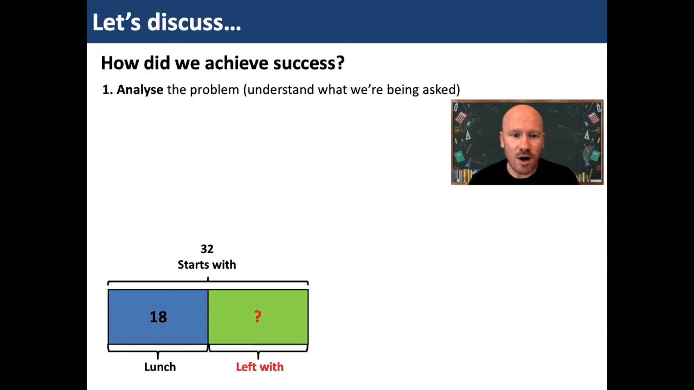I drew the bar so that you could see we knew the whole amount. We knew he had 32 galactic credits to start with. We knew one of the parts. We knew how much his lunch was. And what we were trying to work out was how much he had left. So we're looking for the other part.